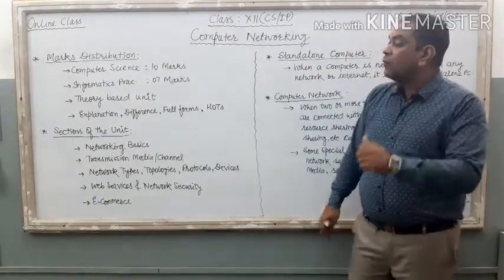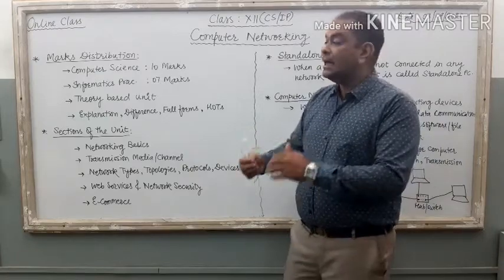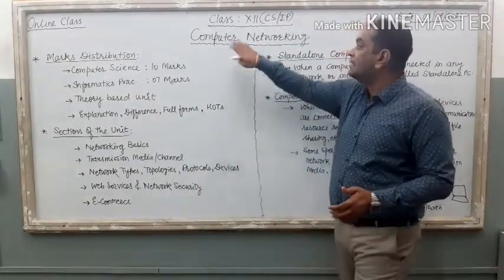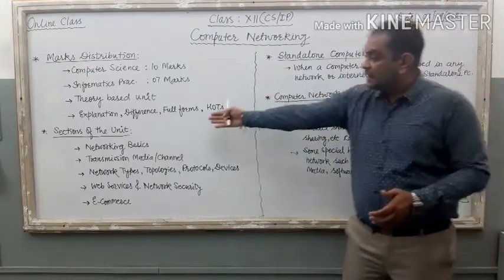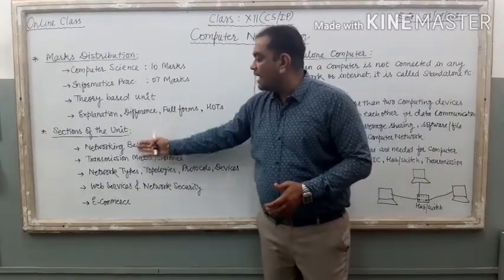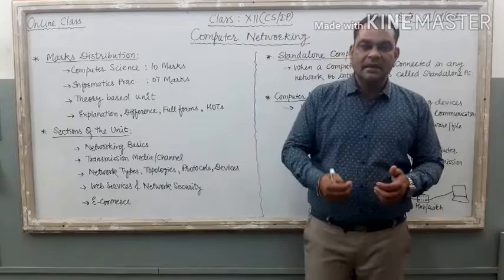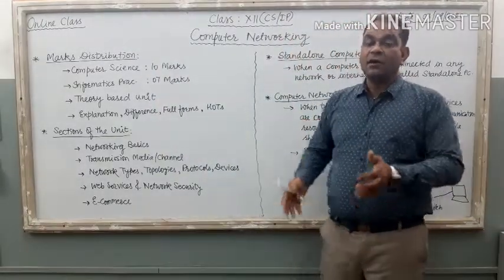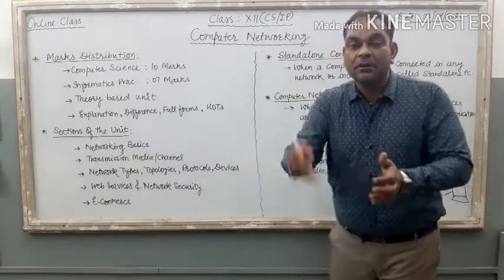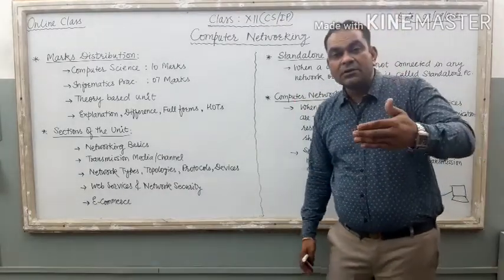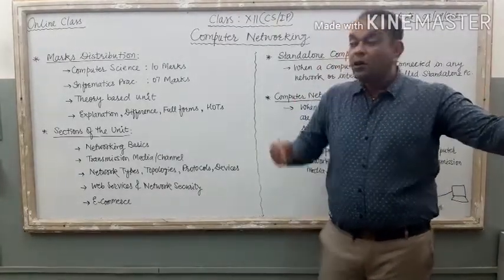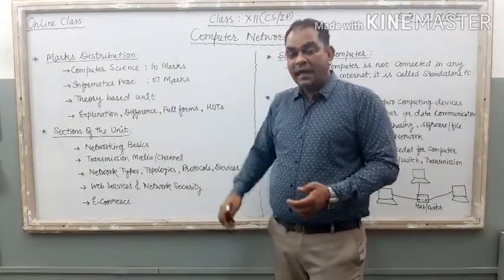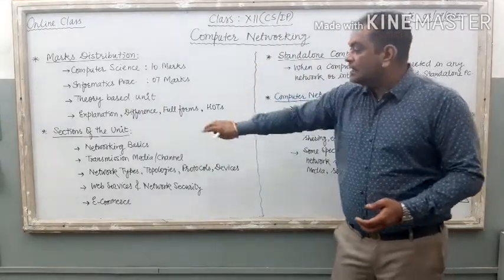Now what are the different sections in this computer networking unit? Very first, networking basics, meaning introduction to the computer network. What do you mean by computer network? What is the evolution process of computer networks? Evolution process means from the very first computer network to the latest one, that is known as the internet.